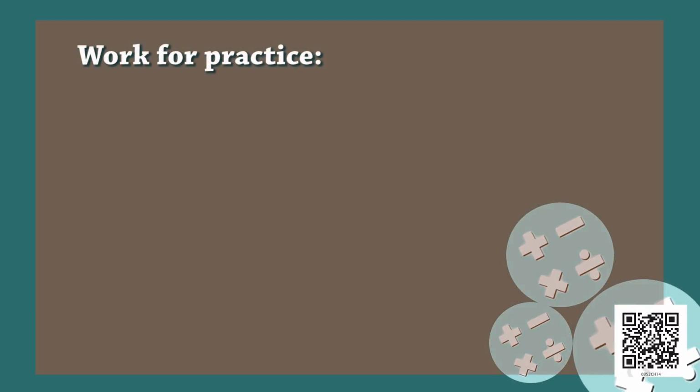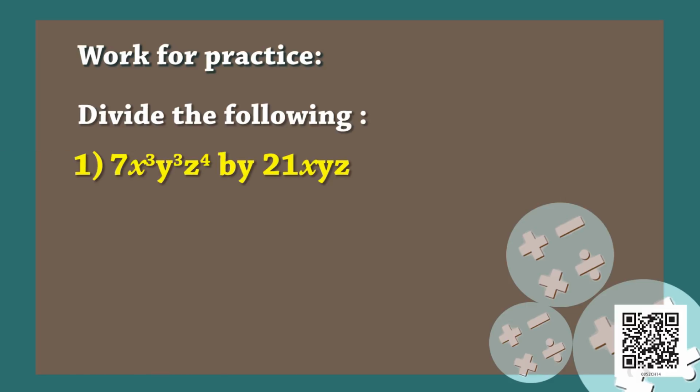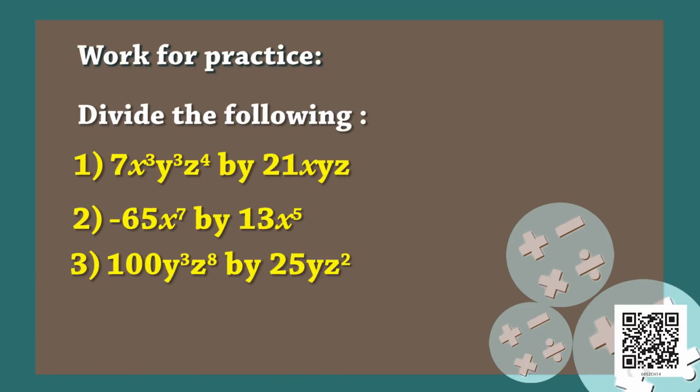So, I hope you understand this method. For your practice, I am giving some problems. Work for practice. Divide the following. Number 1, 7x cube y cube z to the power of 4 by 21 xyz. Number 2, minus 65 x to the power of 7 by 13 x to the power of 5. Number 3, 100 y cube z to the power of 8 by 25 y z square.